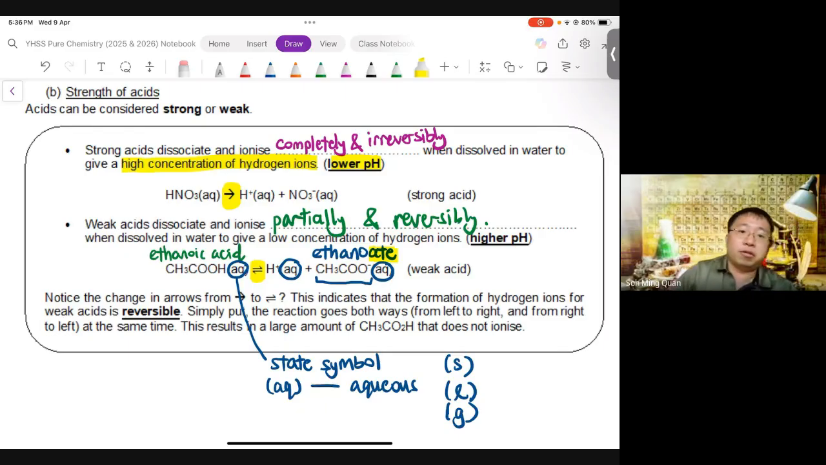Okay, so now we're going to focus on strength of acids for the next 15 minutes or so. We are now going to move on to the A-level components.